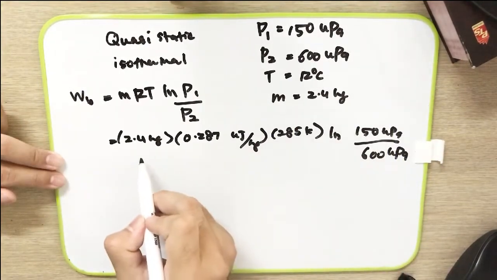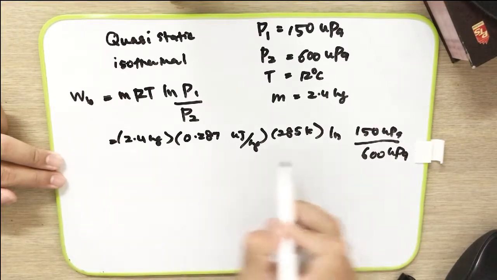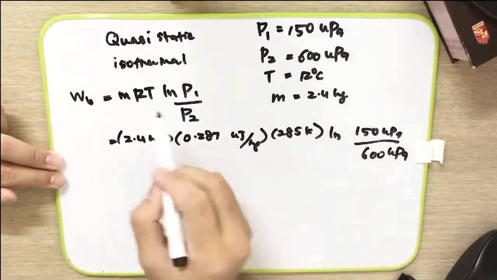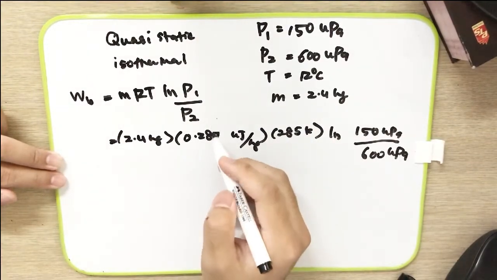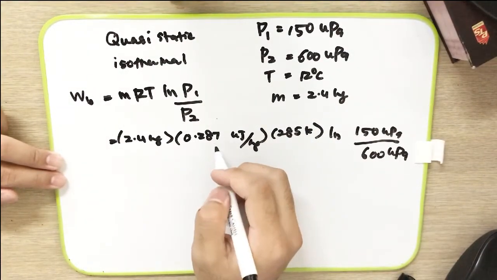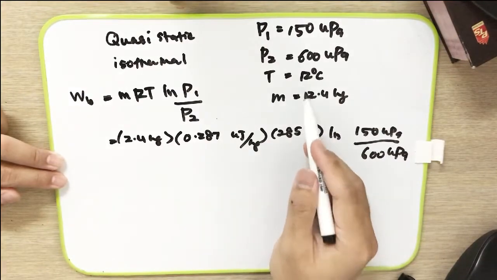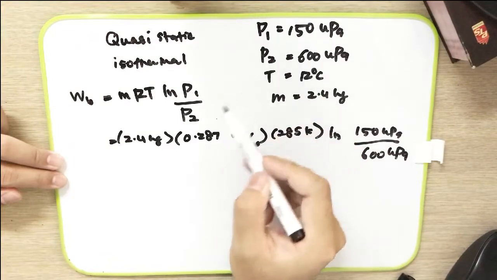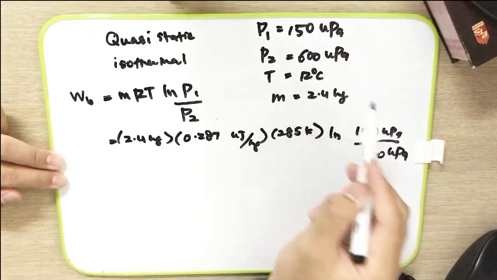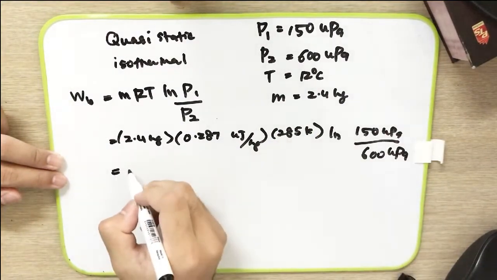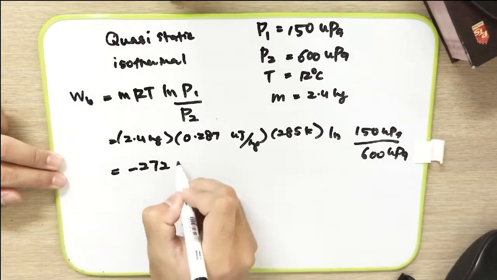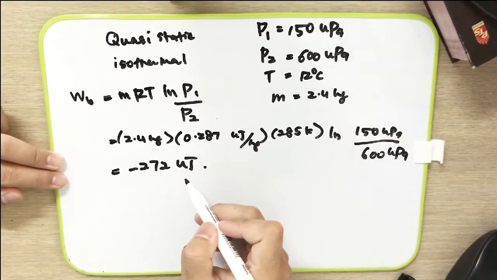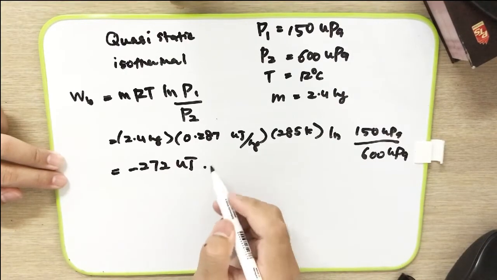Then we substitute all the values inside this equation until we get this. So we can see here the M is 2.4 kg, the R, we took the value of R for air from table A1, temperature is 12 degrees C, and ln P1 is 150 and P2 is 600 kilopascal. Then we solve, and we will get negative 272 kilojoule. So the negative sign indicates the work is done on the system.